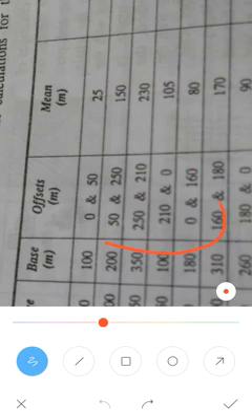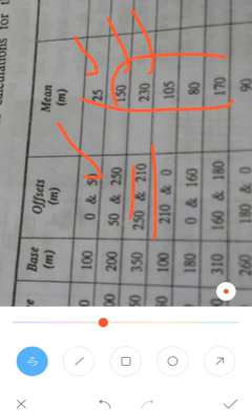Okay, the mean of this one: after taking the offset, you have to take the mean. In the mean, what you have to do is add these two and divide by 2. You will get 25. Next is 50 and 250: add them, divide by 2, and you will get 150. Then 250 and 210: add them, divide by 2, and you will get 230. This is the mean of these values.